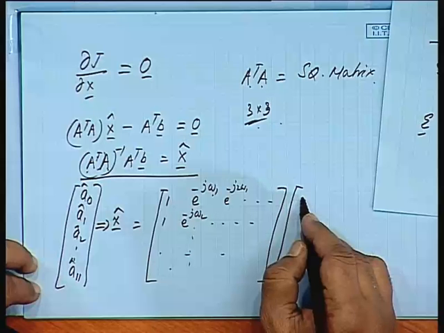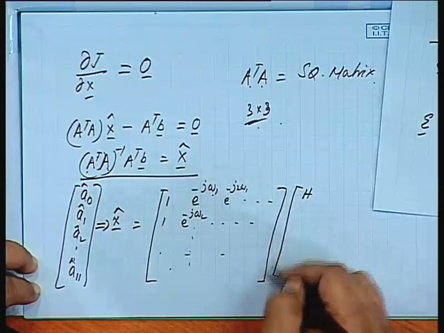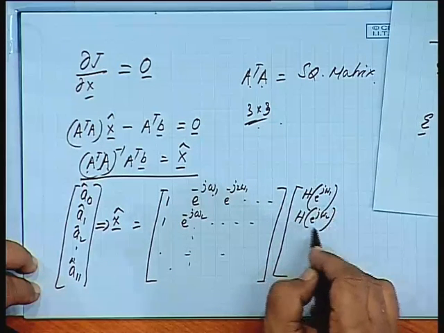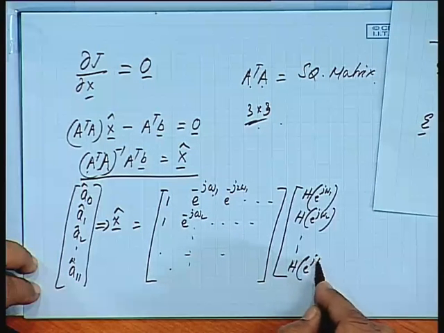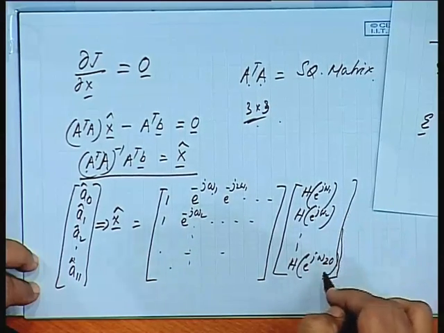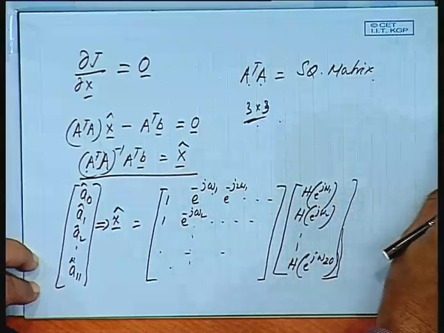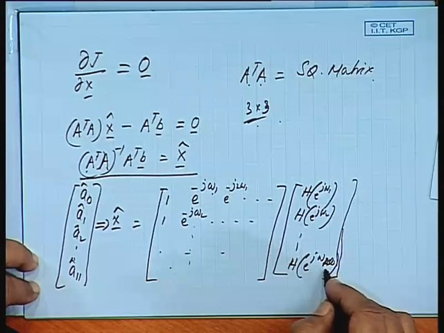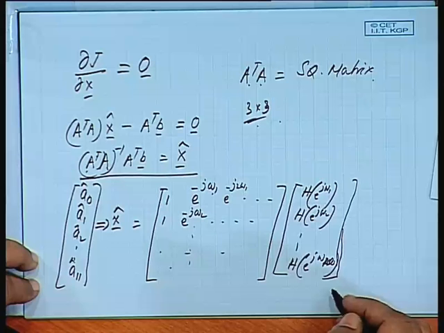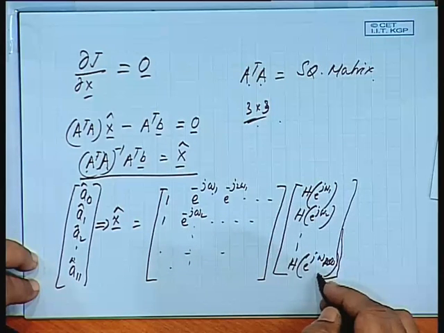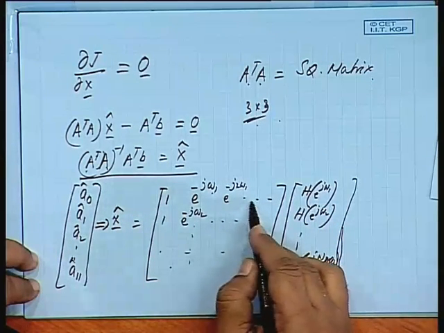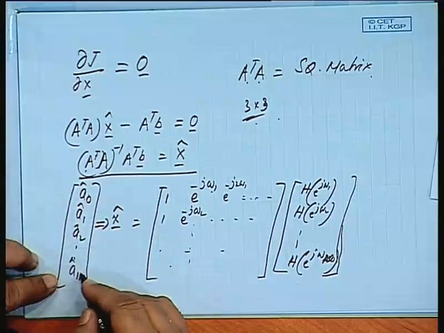So, this is multiplied by the observations, H at omega 1, H at omega 2 and so on, H at omega 21 or 20, whatever you have taken. Not 21, sorry, 100, if you have made 100 observations. Is that all right?